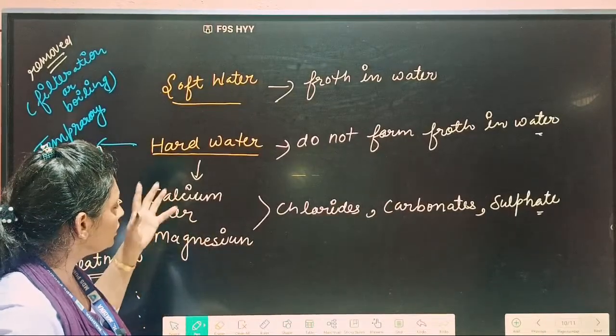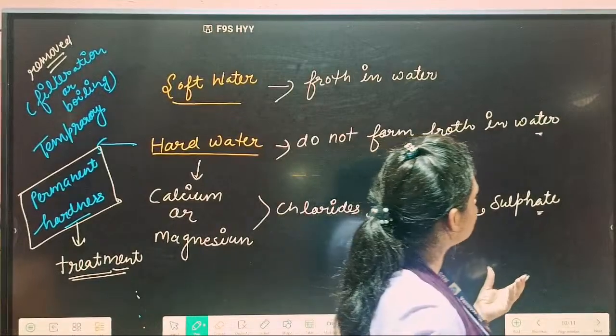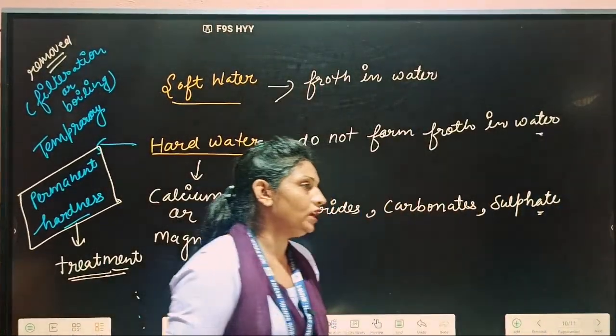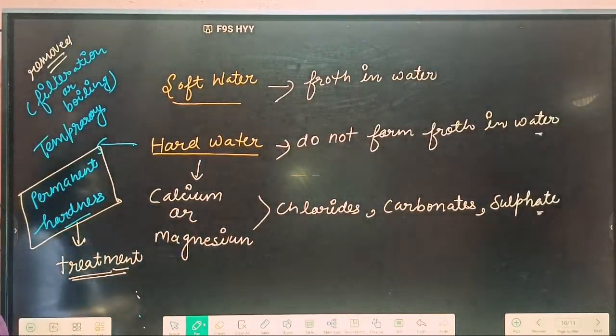ये हमारा कैल्शियम और मैग्नीशियम के क्लोराइड्स की वजह से हो सकती है, कार्बोनेट्स की वजह से हो सकती है और सल्फेट की वजह से भी हो सकती है. ओके, दो टाइप की हार्डनेस है स्टूडेंट्स, परमानेंट और टेम्परेरी हार्डनेस.